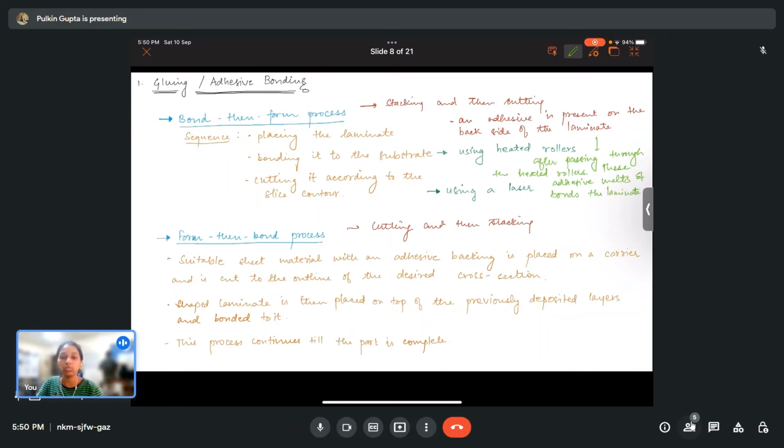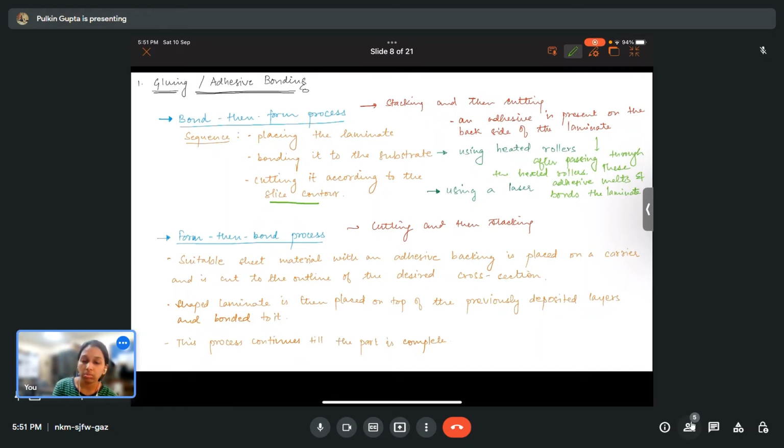Now once this bonding is done, then this laminate is cut according to the slice contour or according to the geometry that you have prescribed. Now the second method is form then bond, cutting and then stacking. So suitable sheet material with an adhesive backing is placed on a carrier and then it is cut to the outline of the desired cross section.